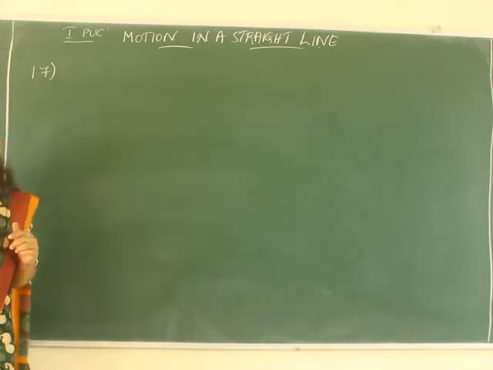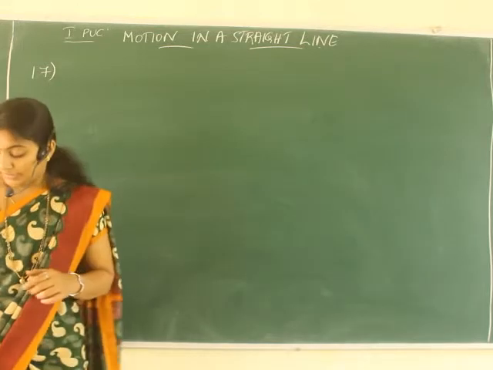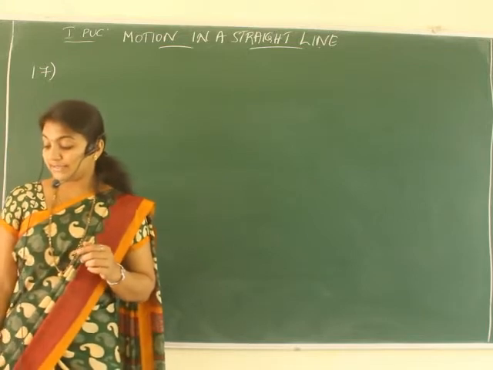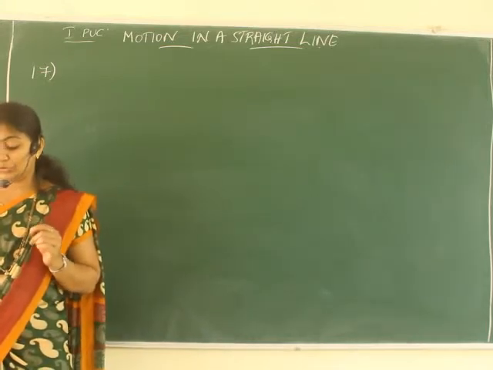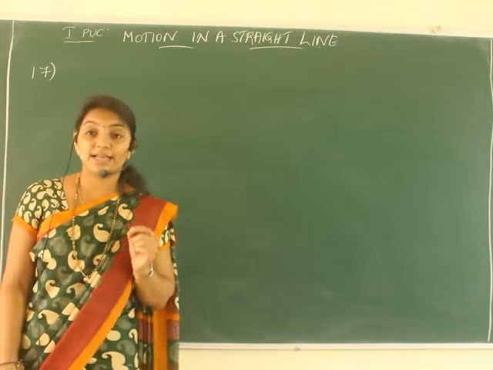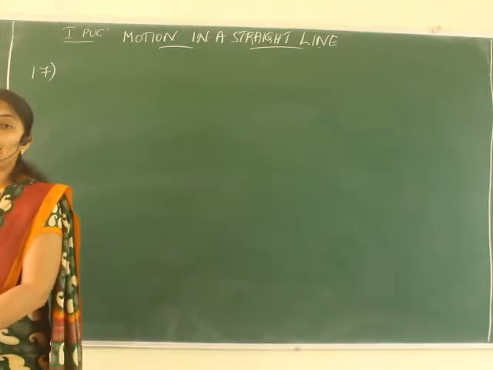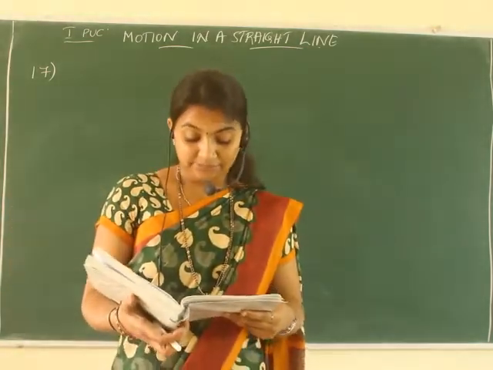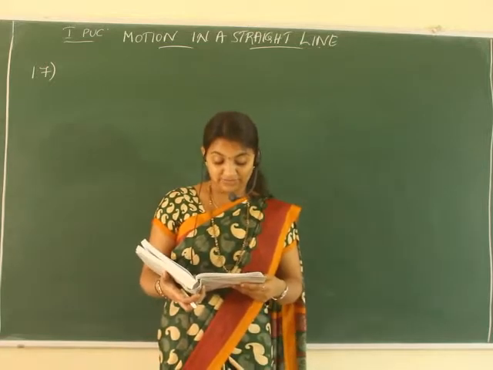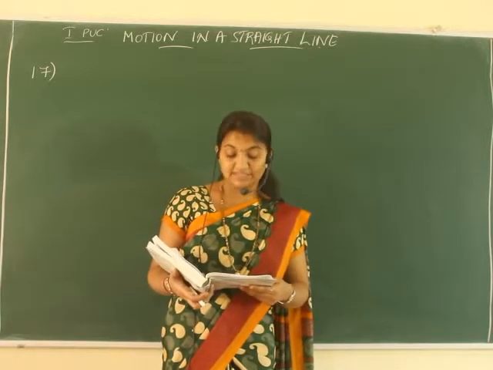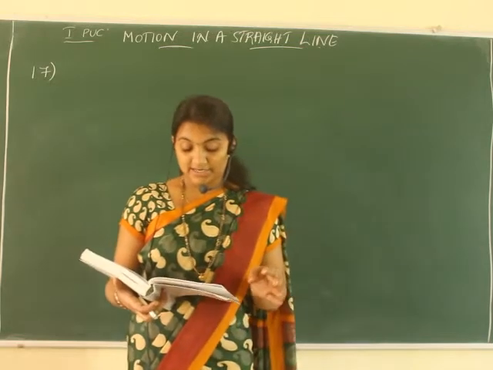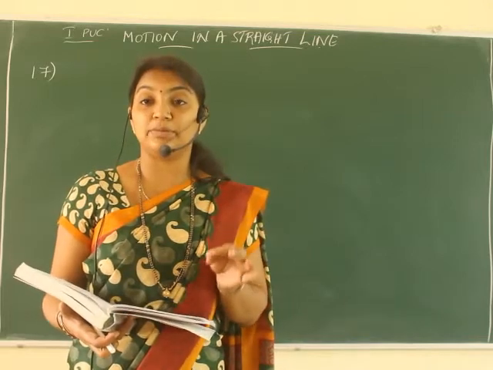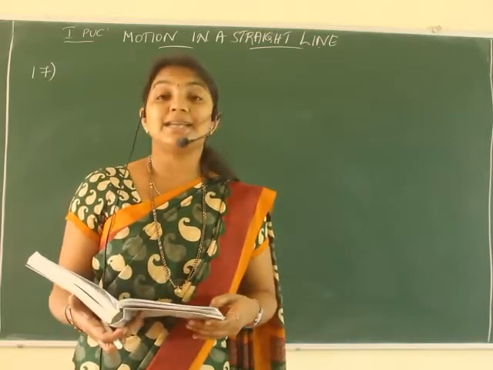Question number 17. A car accelerates uniformly from rest and acquires a speed of 36 km per hour in 10 seconds. Find acceleration, total distance traveled, velocity at the end of 6th second, and distance traveled in 6th second. A car accelerates uniformly from rest and acquires a speed of 36 km per hour in 10 seconds.